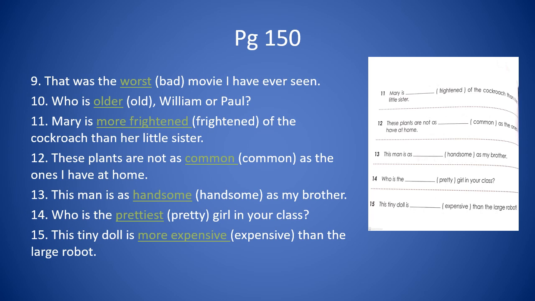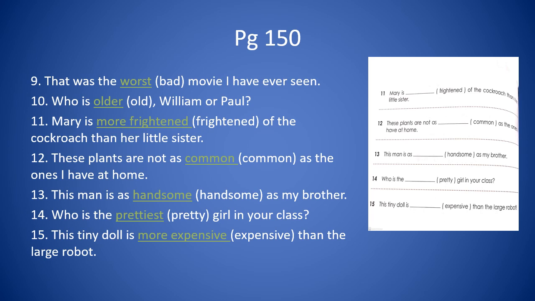Number 11. Mary is frightened of the cockroach than her little sister. Here Mary and her little sister are compared, so we will use comparative degree, which is more frightened. Number 12. These plants are not as common as the ones I have at home. Here plants are compared, so they are equal. We will use positive degree, which is common. Number 13. This man is as handsome as my brother. Now, man and brother both are equally handsome, so we will use positive degree, which is handsome.